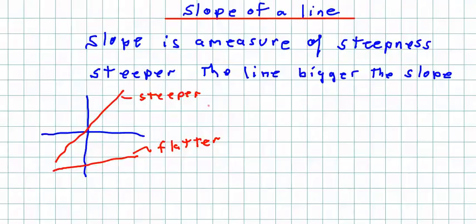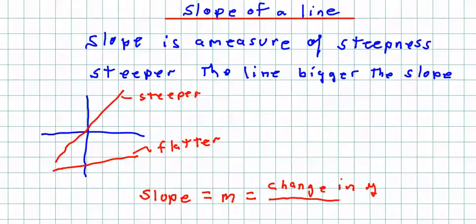Okay? So what is slope? Slope, which we use the variable m for, is equal to the change in the y-coordinates, change in y, over the change in x. Change in x.